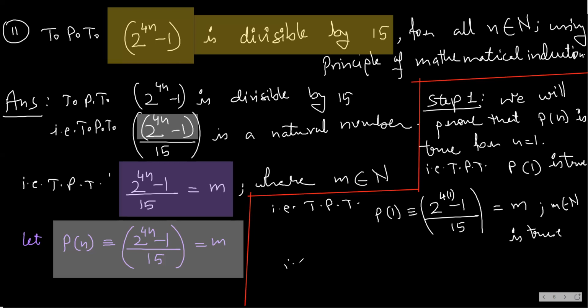That is to prove that P of 1, which is, see, 2 raised to 4 is 16, 16 minus 1 is 15, 15 upon 15 will be 1, equals m, where m is a natural number, is true. This we have to prove. It's a slightly tricky solution.